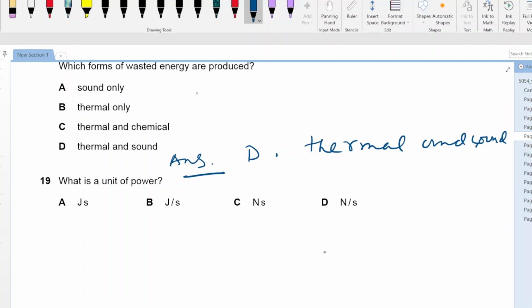Question 19. What is the unit of power? You know, power is the rate of change of energy. Therefore, the unit of power would be unit of energy by unit of time, that is joule per second. Now write B, answer joule per second.